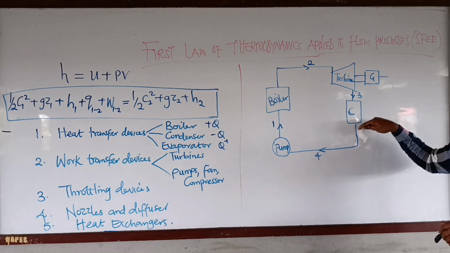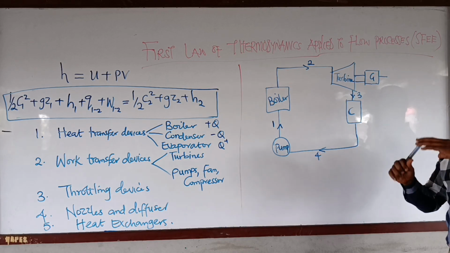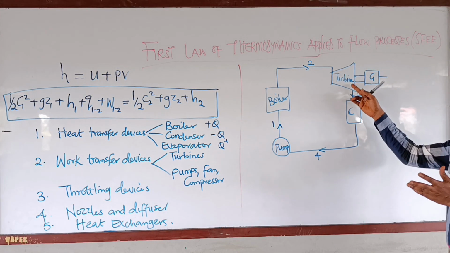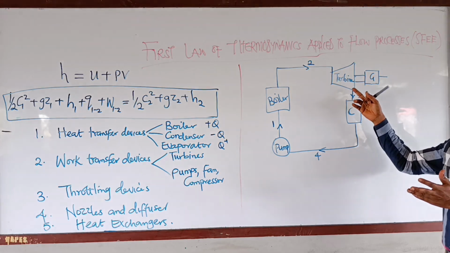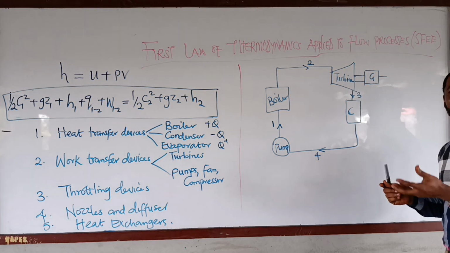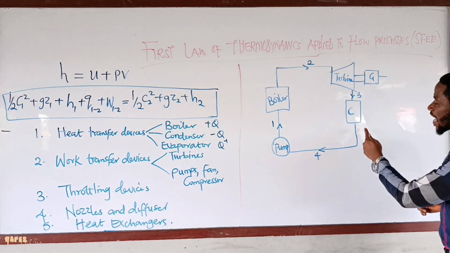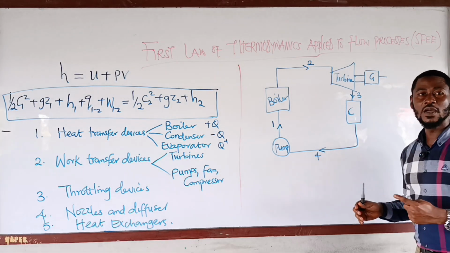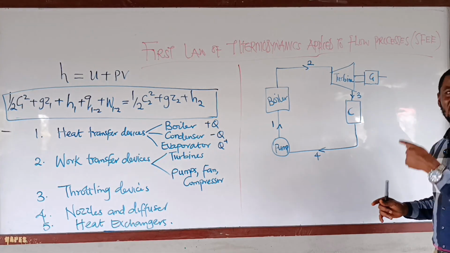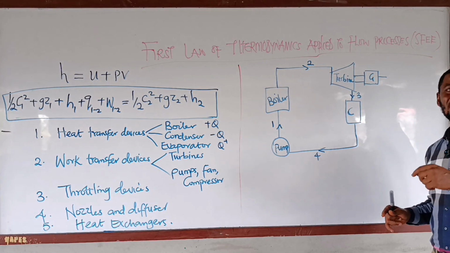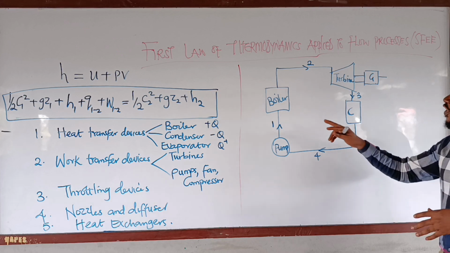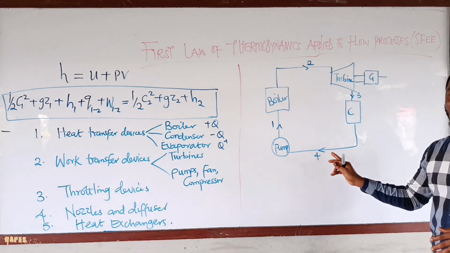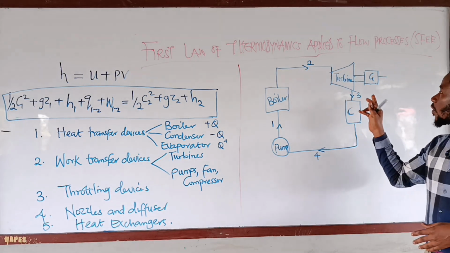So as it is entering into the condenser, it helps to cool the steam that is coming from the turbine and condenses it back to what? Liquid, and it goes back into the pump. This process is called a cyclic process. So it's going from 1, 2, 3, 4 and from 4 back to 1.